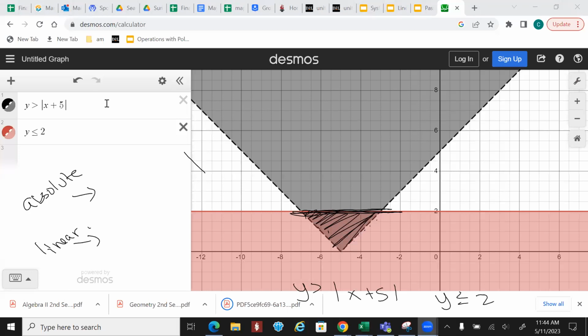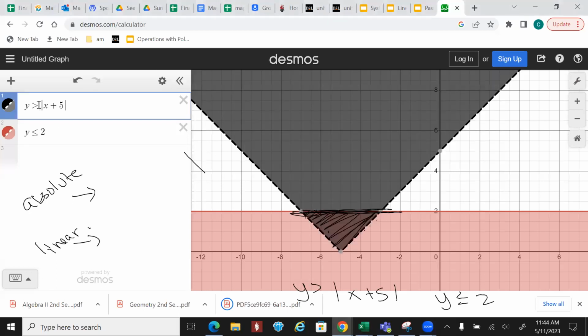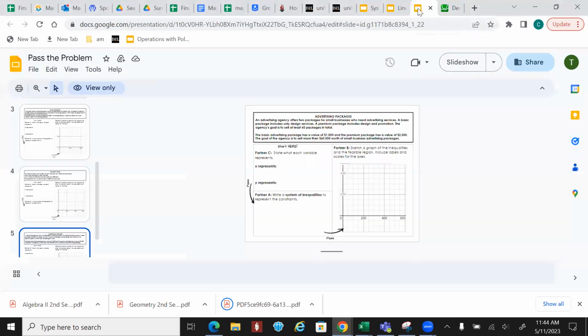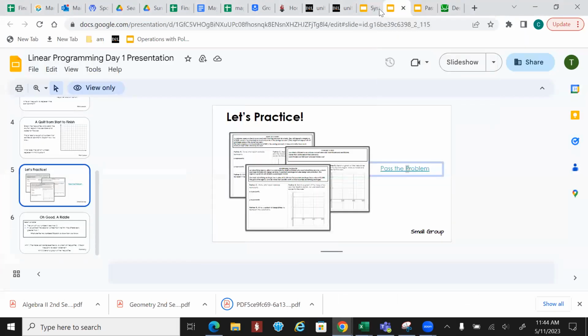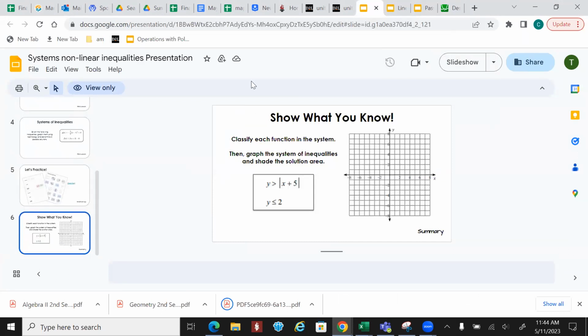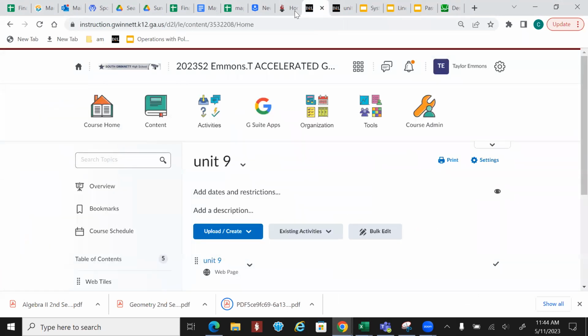You can change it to a solid line by putting an equals, but since our inequality didn't have that, it is not customizable. You cannot have it your own way. This is not Burger King. Okay, so that finishes that one up.